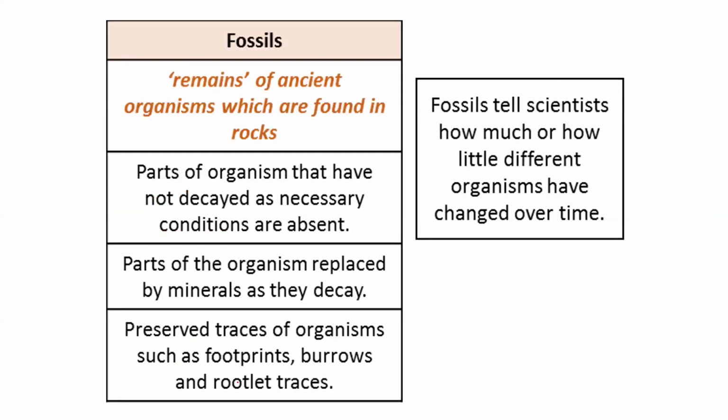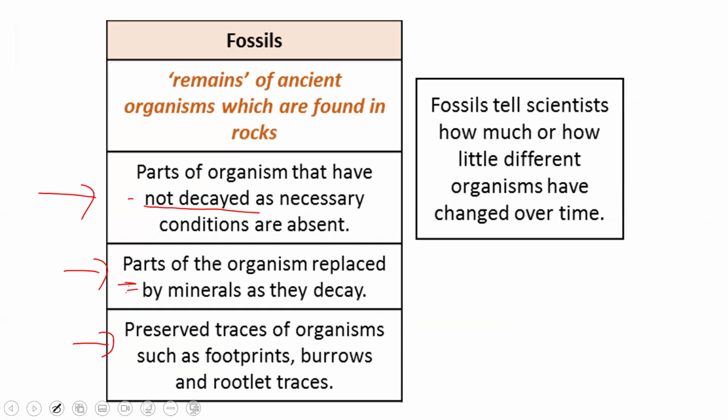Fossils. Okay, so a fossil is the remains of an ancient organism. There are three main types of fossils. Fossil number one is where something has not decayed, like your woolly mammoth found in Siberia. They're in the permafrost, frozen for many hundreds of years, you pull them out and they're still hairy. That is the first type of fossil.